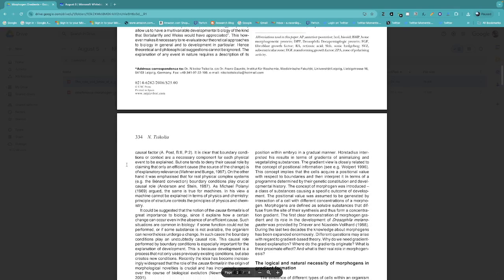So it is clear that the boundary conditions or contexts are a necessary component for each physical event to be explained. But one tends to deny their causal role by claiming that only an efficient cause, the source of the change, is of explanatory relevance. So this is where you think about the efficient cause, which is the source of the change, and that's the only part of this that's relevant.